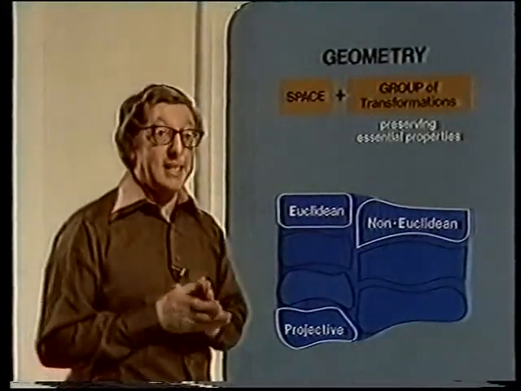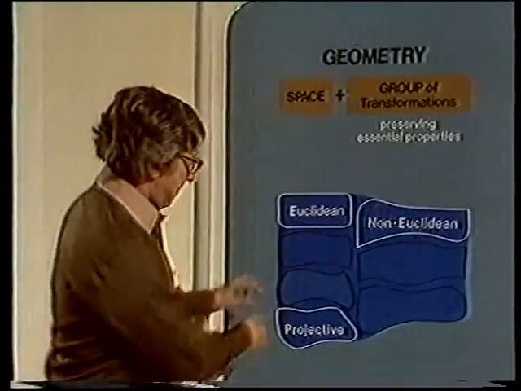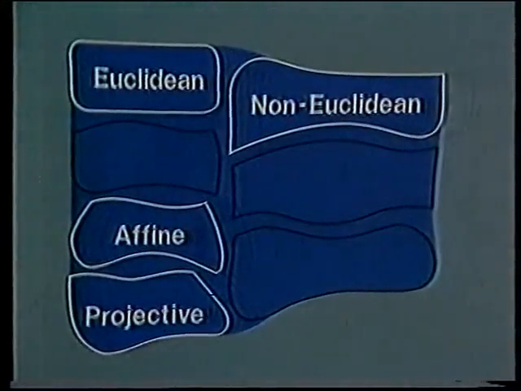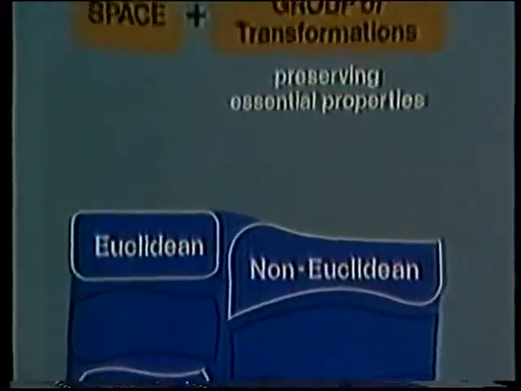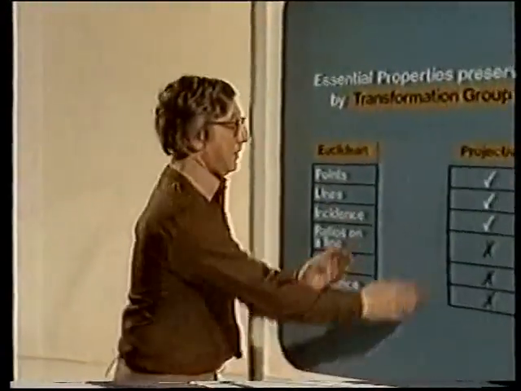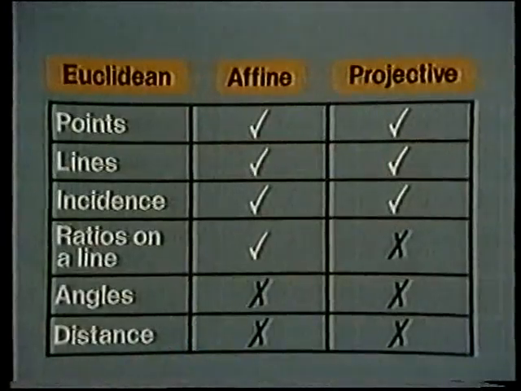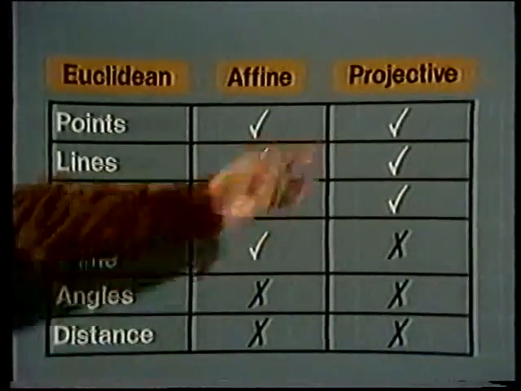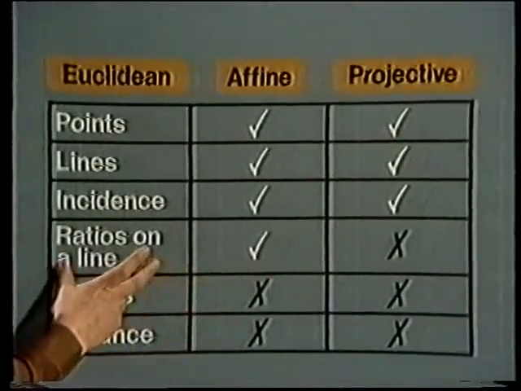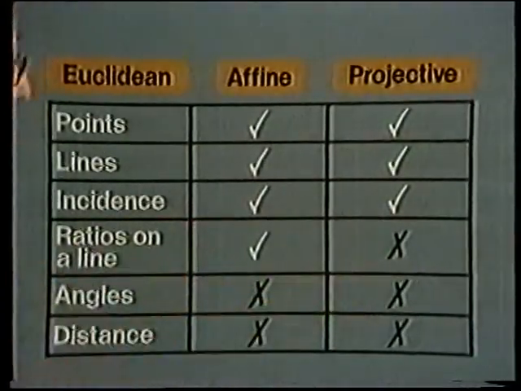Well, in this week's text, we actually discuss another geometry, affine geometry. Now, it turns out affine geometry is very useful because of the essential properties that it actually preserves. It turns out that in terms of these essential properties, affine geometry is intermediate between Euclidean and projective geometry. What do I mean? Well, it doesn't preserve angles and distance. On the other hand, it does preserve the ratios on a line, which projective geometry doesn't.